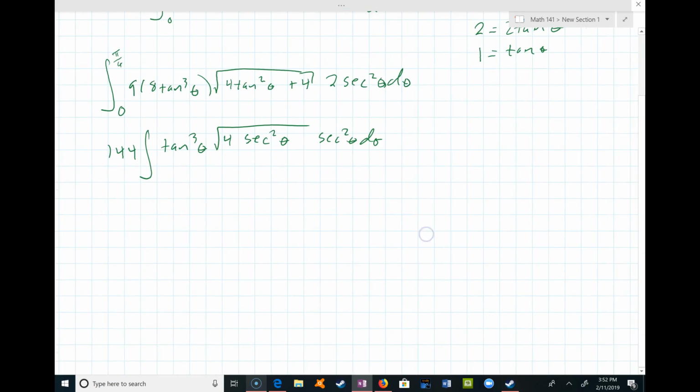Okay, so we got one more 2 to come out here, so that would be 288 integral, and this is still 0 and pi over 4. So then that becomes tangent cubed theta secant cubed theta d theta, because the square root of secant squared is just secant. Secant times secant squared is secant cubed.